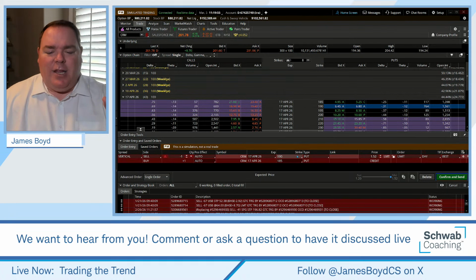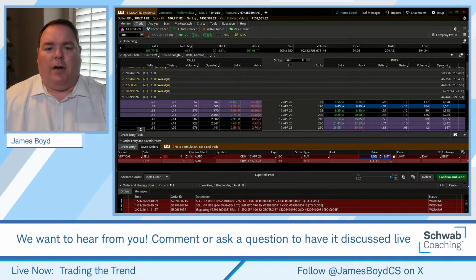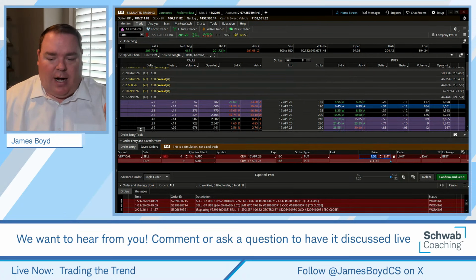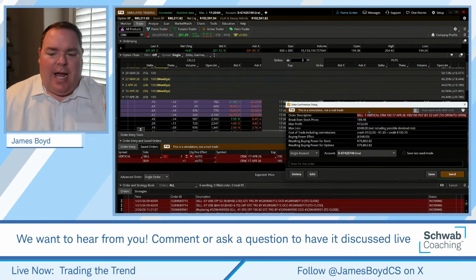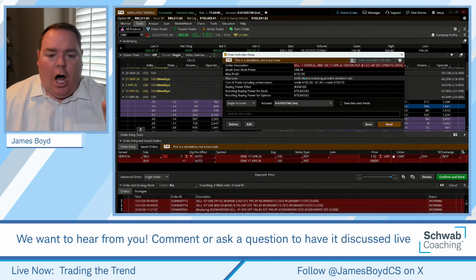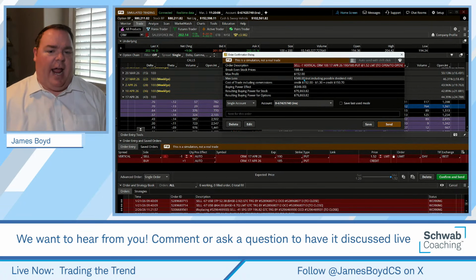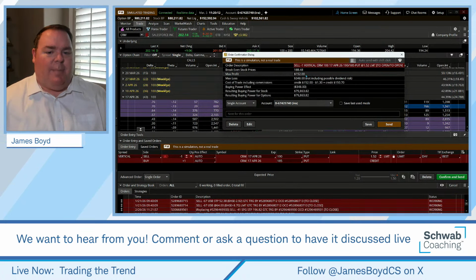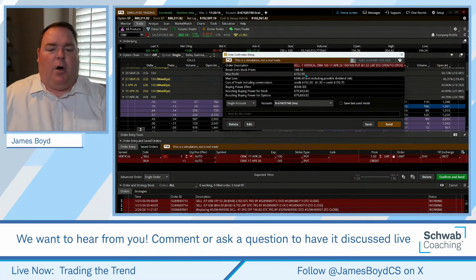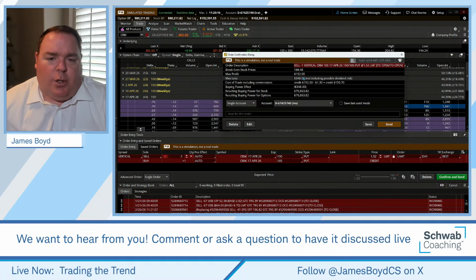If I did the 190, 185, there's a max credit built in of $152 a contract. That means there's a max loss of $348. The way you get to the max loss is the stock is below both strikes. The way you get to the max gain is the stock is above both strikes. The profit is less than the risk because it's a probability type trade.